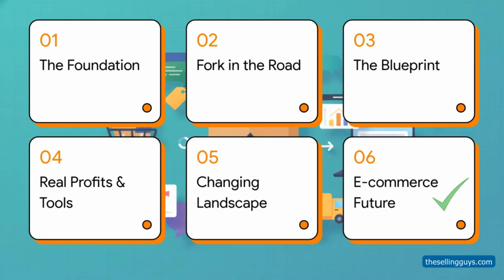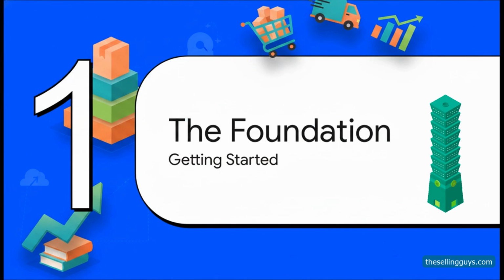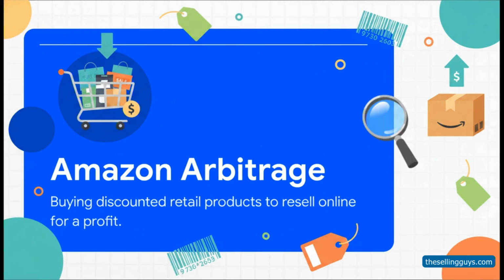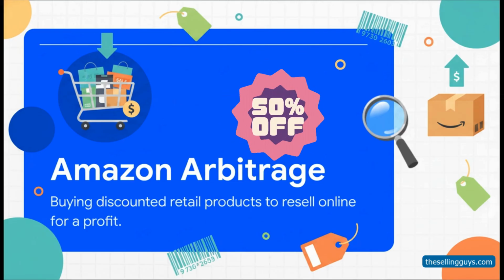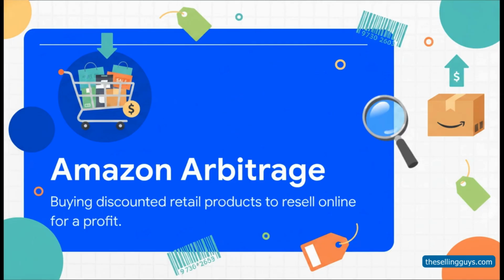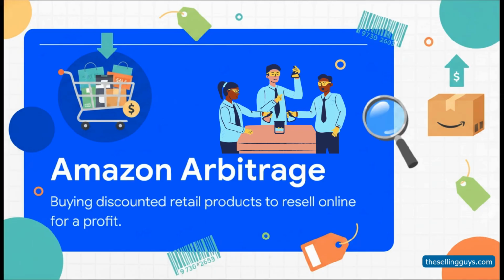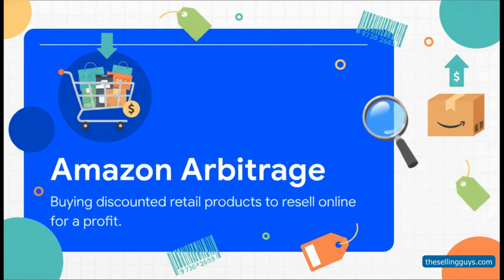Alright, section 1, the foundation. Before we get into the really dense mechanics and strategies, let's just establish the absolute basics. At its core, Amazon arbitrage is incredibly straightforward. You're basically purchasing products at a lower price from retail stores. Think discount or clearance aisles, and then reselling them on platforms like Amazon for a profit. You aren't inventing a new product. You aren't building a brand from scratch. It's all about taking advantage of simple price differences and markups.